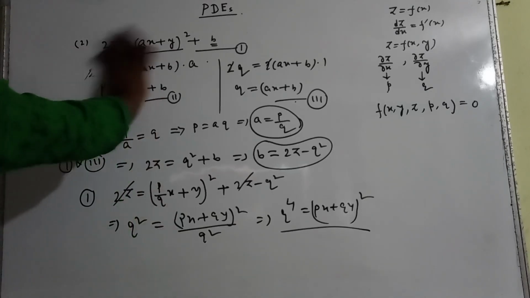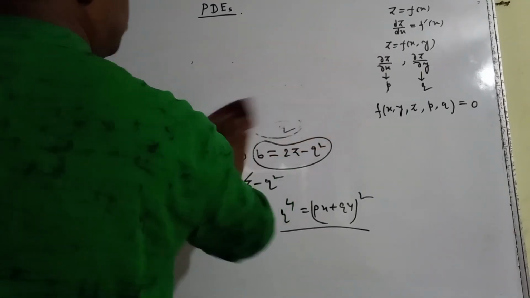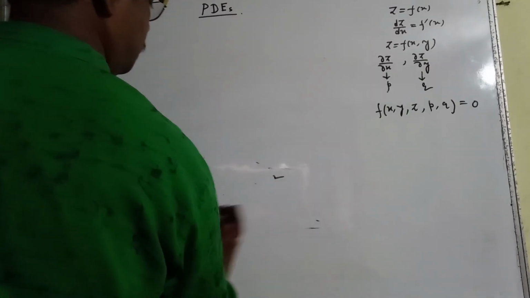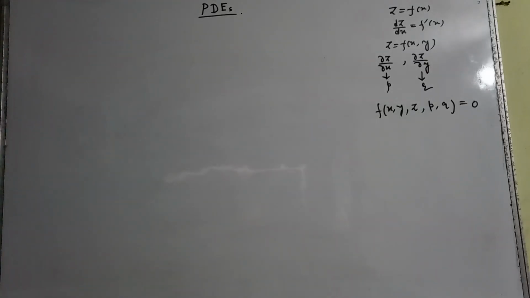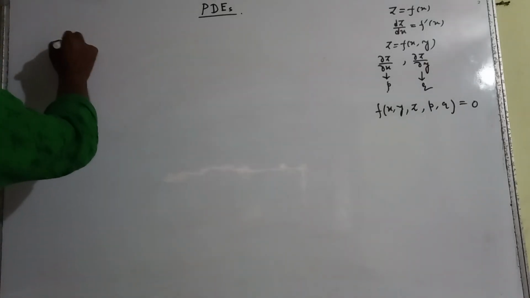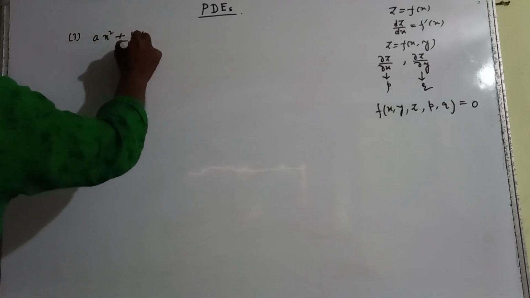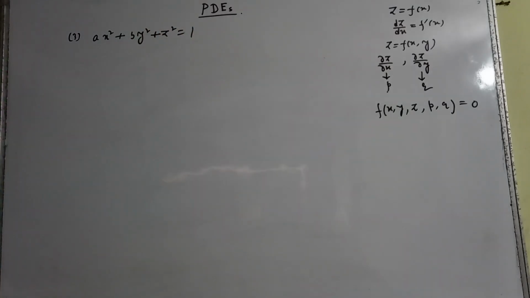Now, another problem. Problem 3. ax square plus by square plus z square equals 1.